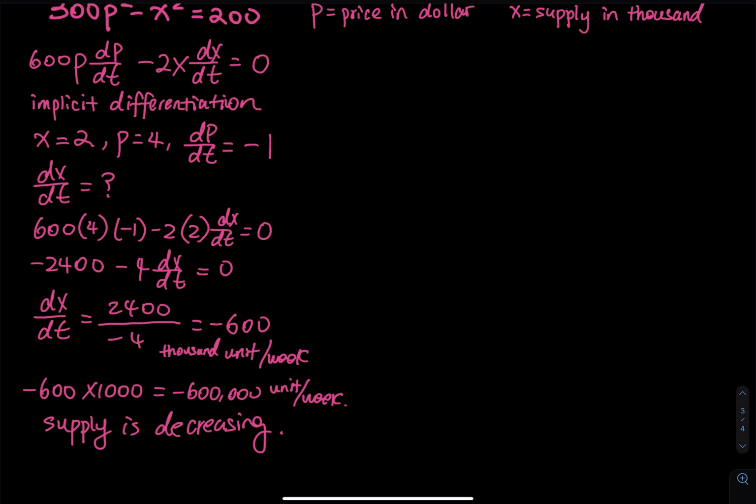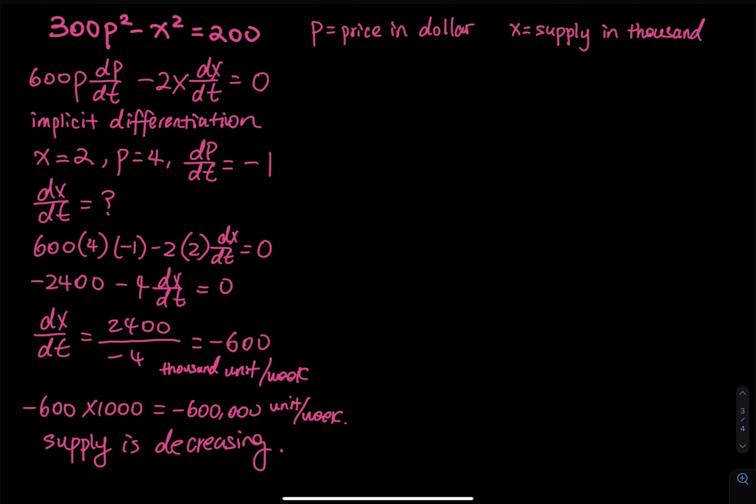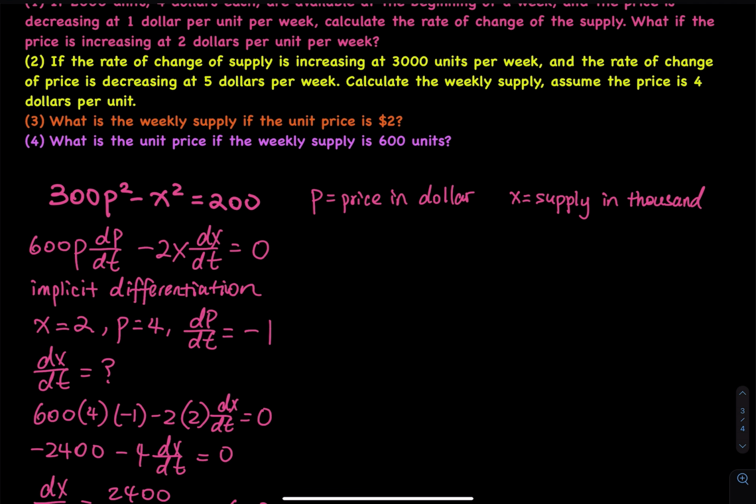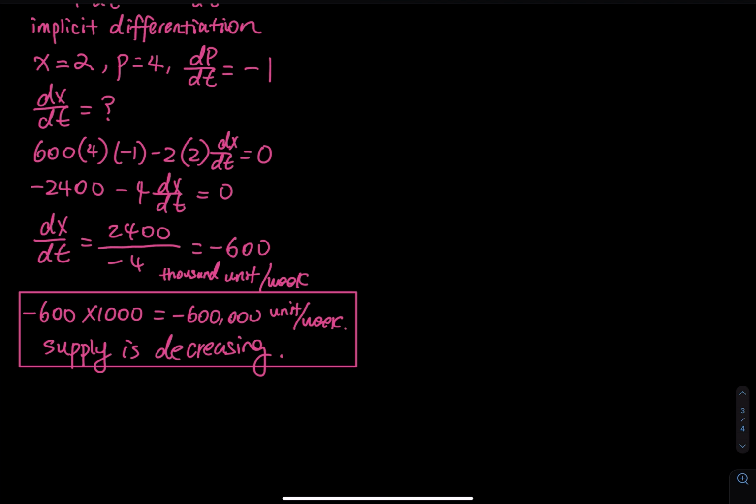And then I know that there is another question. So right after this question, let me just box this first. I'm gonna box this first. And then now we move on to the next question. The next question is, what if the price is increasing at $2 per unit per week, increasing? What if the price is increasing?